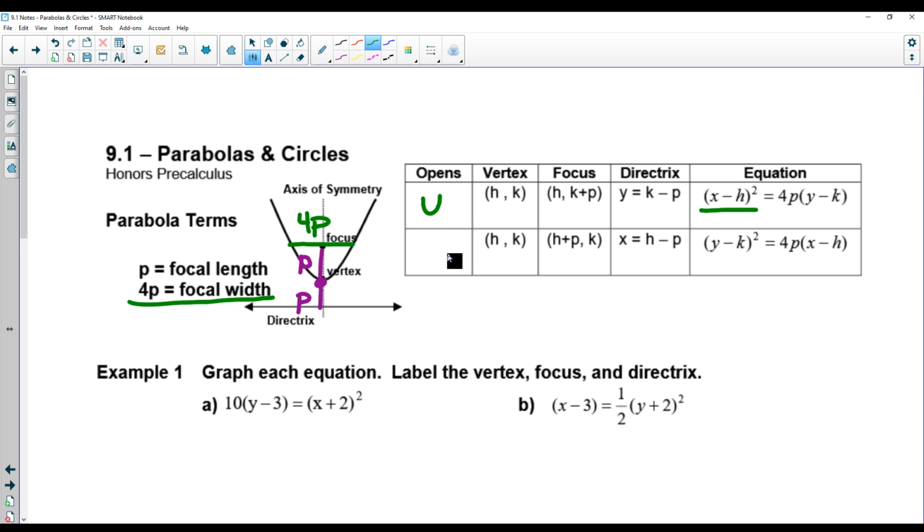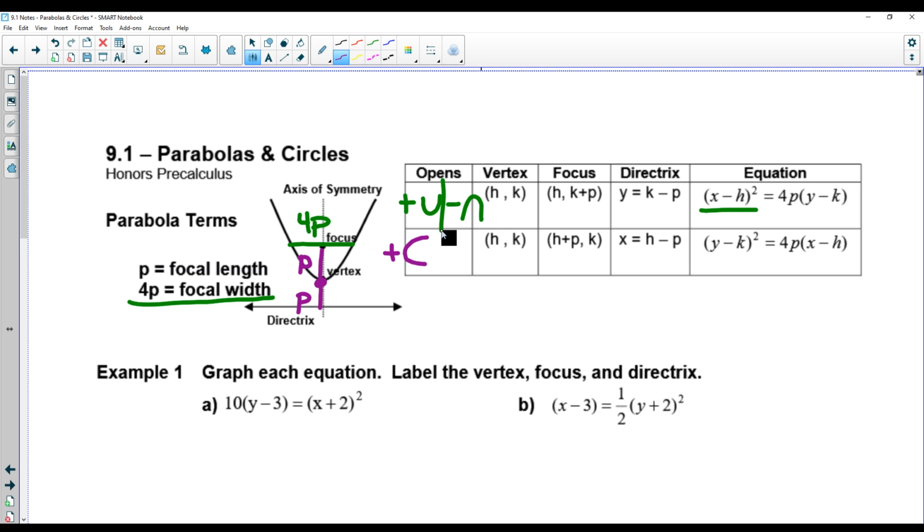So going back, opening up if positive. If it is negative, it will open downward. You've already known all of this. So there's your 2x squared being positive. But what about y squared being positive, when it's not a function any longer? Well, you can probably guess that when y squared is positive, then it opens to the right.